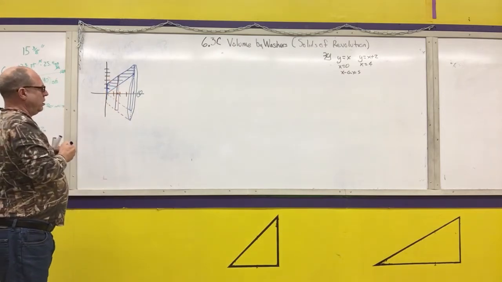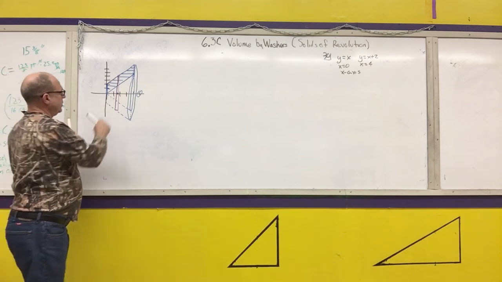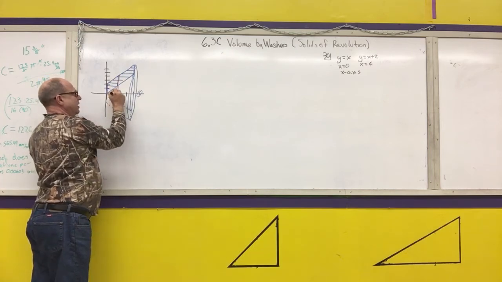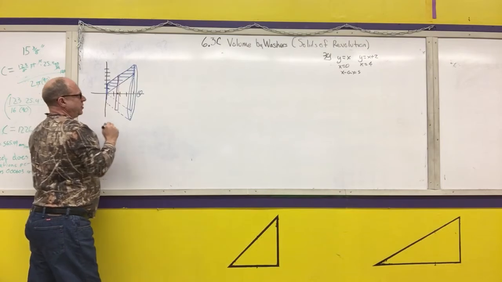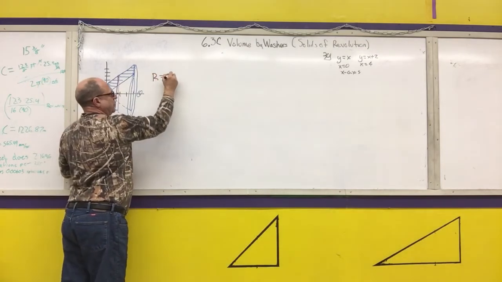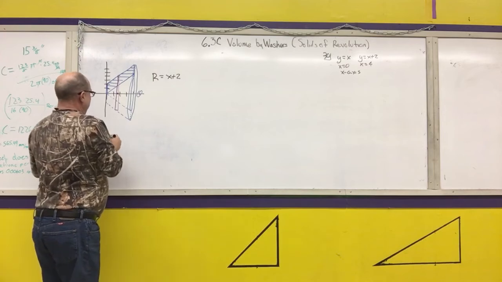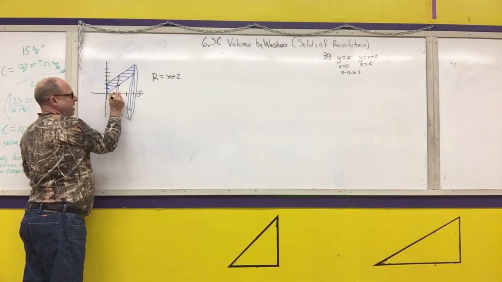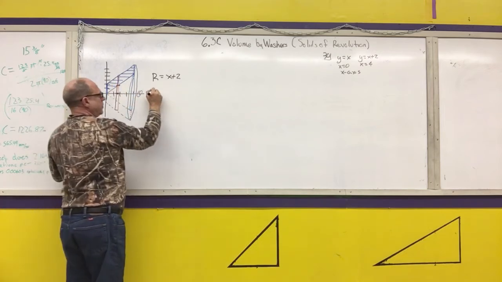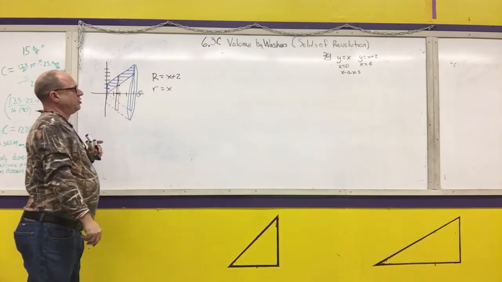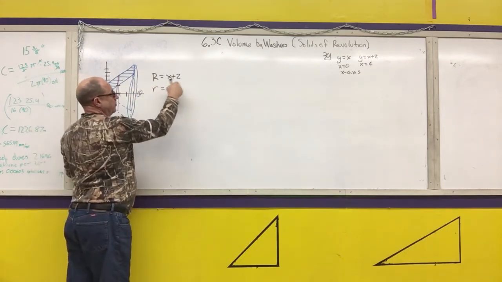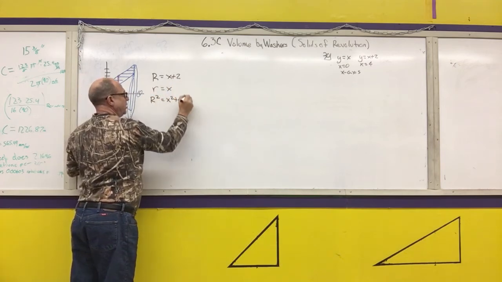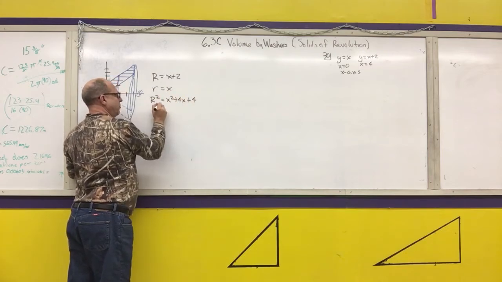I need to figure out my big R. My big R is the distance from the center to the last place it touches. Well, the distance from the x-axis to a curve is the equation of the curve. So my big R is equal to x plus 2. My little r is the distance from the center to the first curve it touches. The distance from an axis to the curve is the equation for the curve. I am going to actually square both of these now. The square of that is x squared plus 4x plus 4. The square of that is x squared.